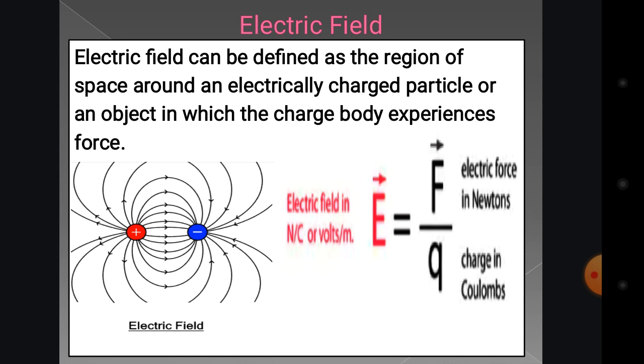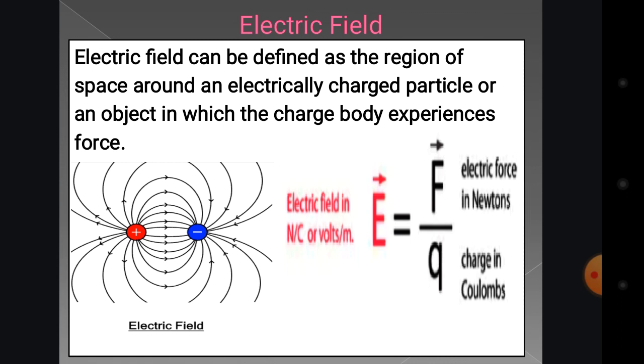So you see, these two charged particles are the ones that form an electric field. An electric field can be defined as a region of space around an electrically charged particle or object in which a charged body experiences a force. So this is an electric field, and this is the formula for calculating it.